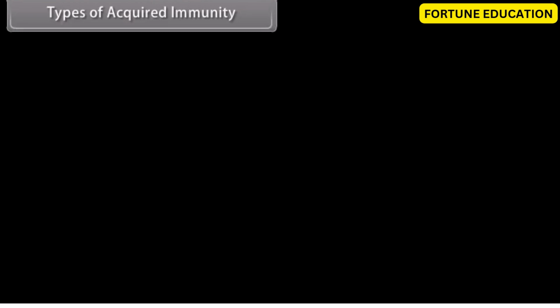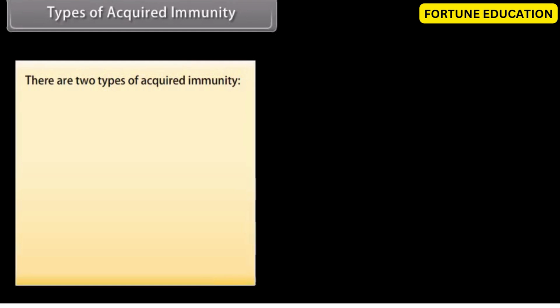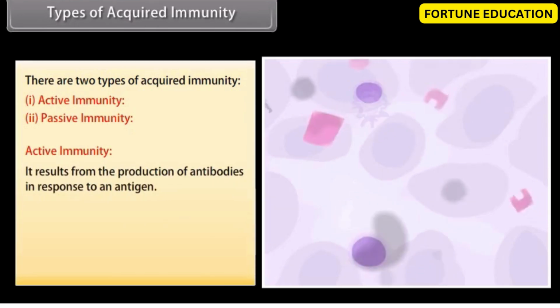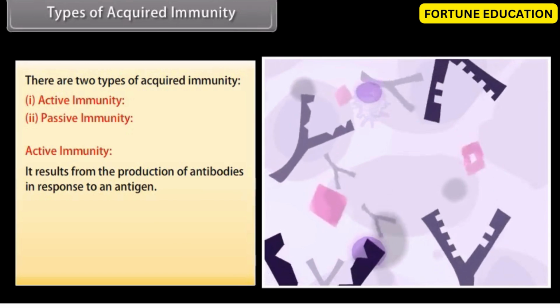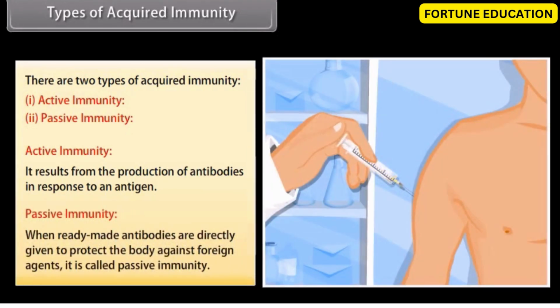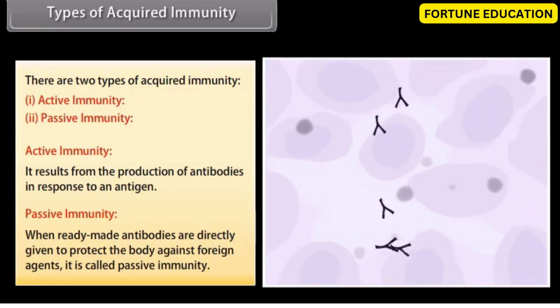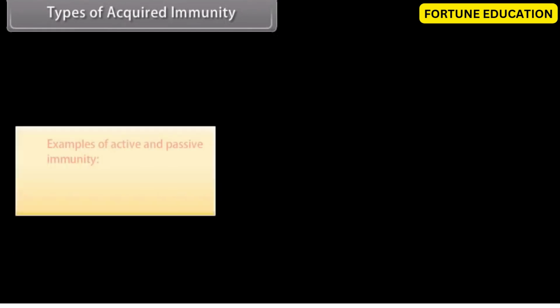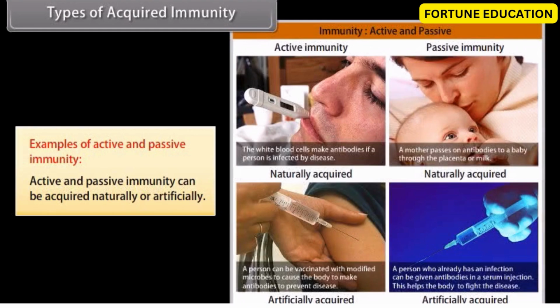Types of acquired immunity. There are 2 types of acquired immunity: active immunity and passive immunity. Active immunity results from the production of antibodies in response to an antigen. Passive immunity: when ready-made antibodies are directly given to protect the body against foreign agents, it is called passive immunity. Examples of active and passive immunity. Active and passive immunity can be acquired naturally or artificially.